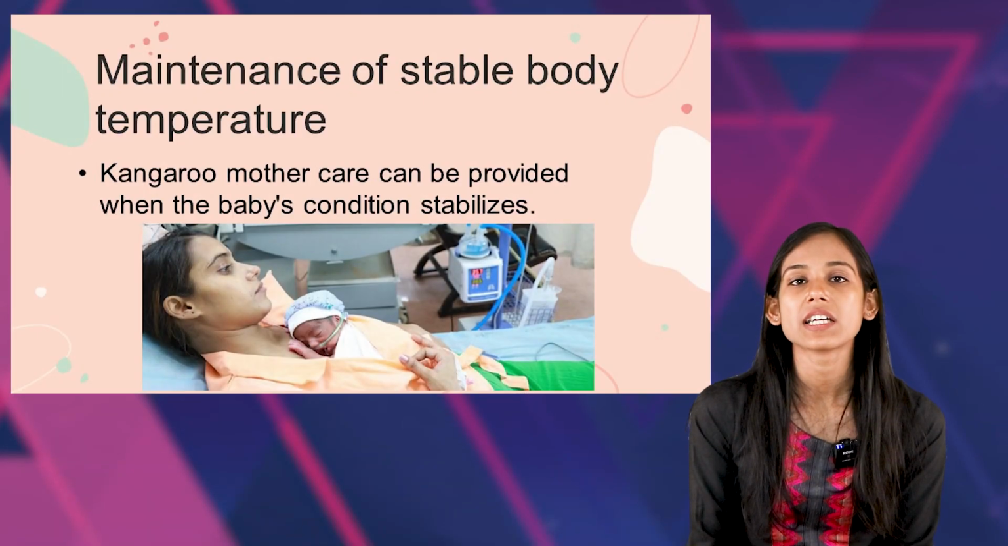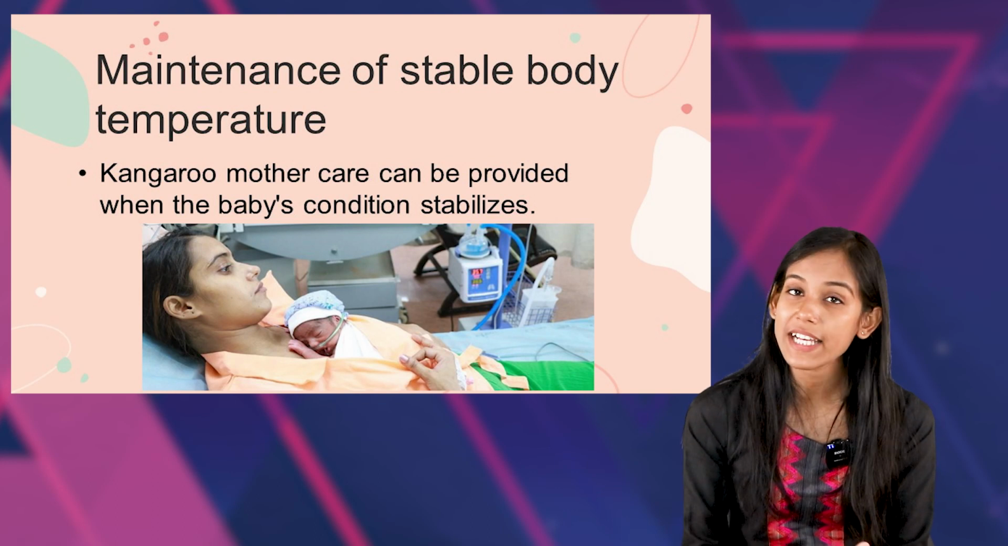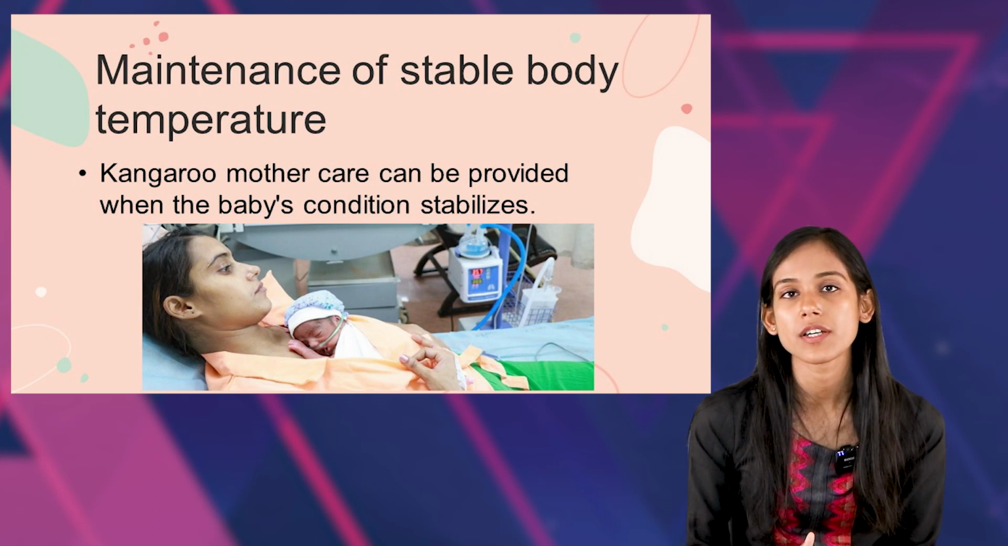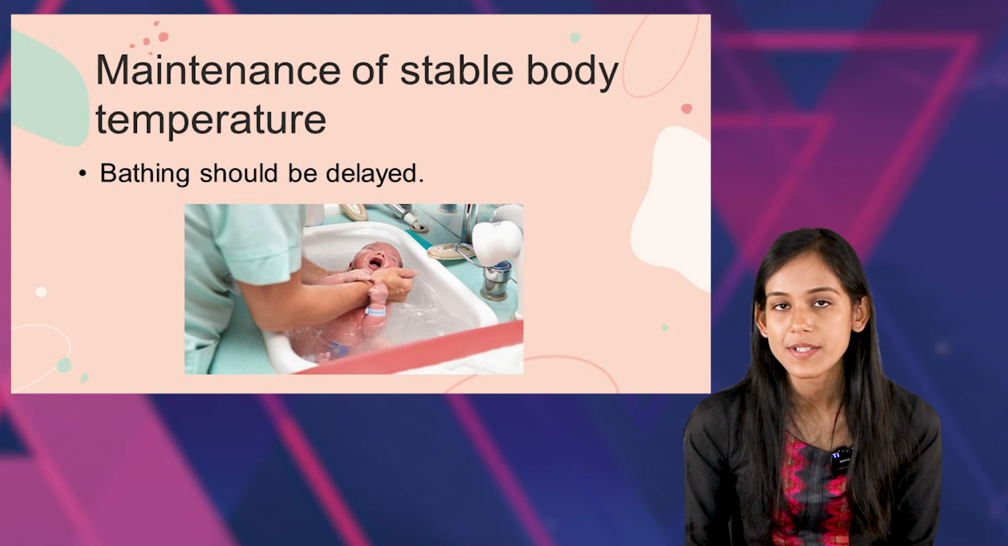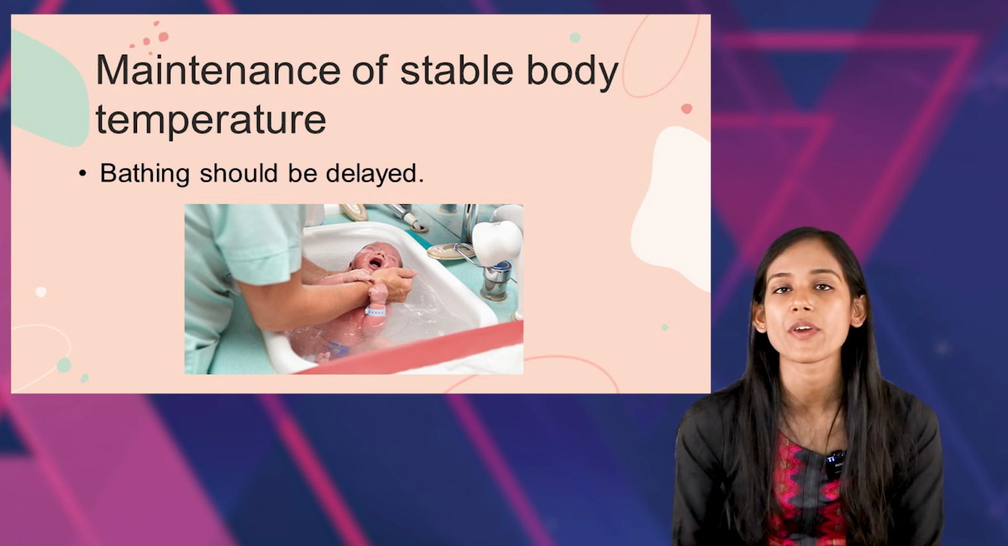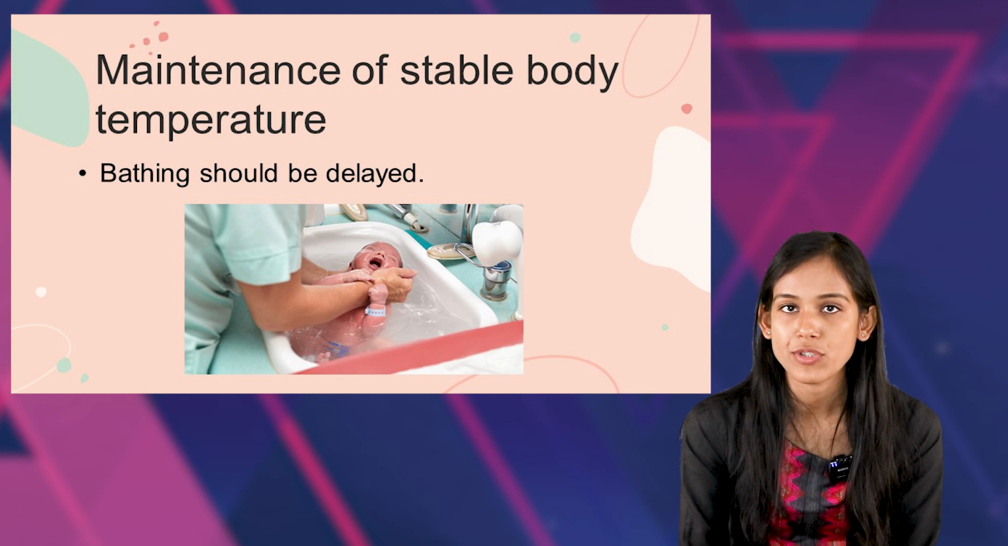Once these babies are stable, we can provide kangaroo mother care, and all measures should be taken to prevent heat loss. So bathing can be avoided in these babies, and we can use external heat sources whenever we need to, to protect the temperature of the neonate. Apart from these, there should not be unnecessary exposure of the body parts. You have to make sure that the neonate is well covered, and the feet and the hands should be well covered, so there is no unnecessary heat loss from the body. And that is how we maintain stable body temperature for preterm neonates.